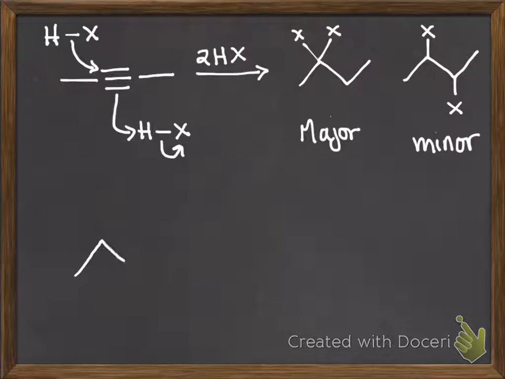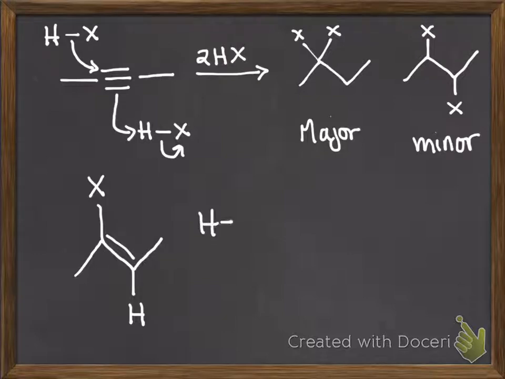And you'll end up with a product where these will be in a trans configuration. Okay? So now this is just an alkene, and it's an alkene that's going to react to form an alkyl halide, or dihalide.